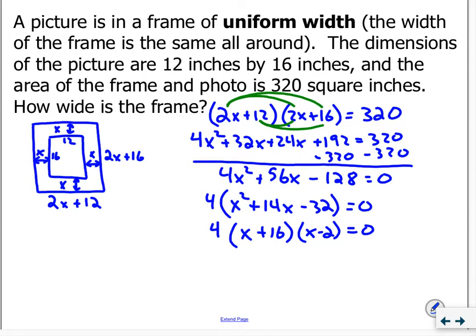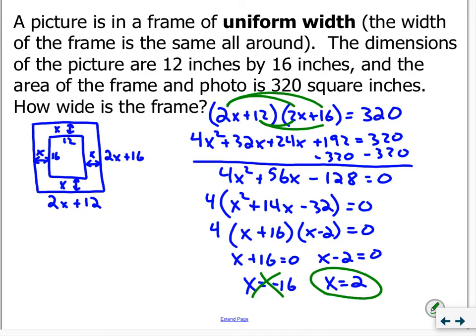I'll bring my 4 down, but remember that 4 doesn't equal 0. So I'm really just going to forget about that. So when I go to solve my equation, I get these two values. One of my answers is negative 16, and one of my answers is 2. Now, they're asking for the width of the frame. A width is a positive measurement. So I don't need the negative 16. I'm going to take the 2. So the width of my picture frame is 2 inches.